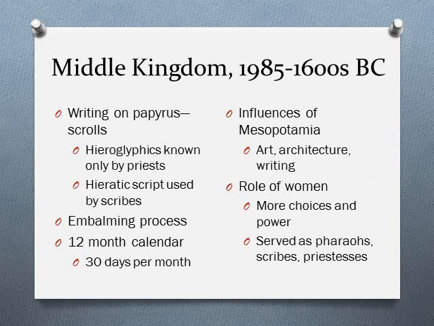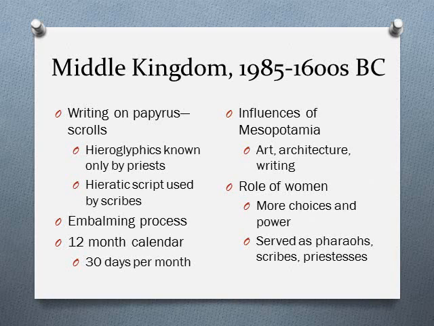Other accomplishments during the Middle Kingdom include writing on papyrus, which has a tendency to curl, so that's why they rolled the paper, the parchment, into scrolls. The writing was in two forms. The priests used hieroglyphics, but the scribes, who did the bulk of the writing, used a shorthand form of that called hieratic script. They developed an embalming process for bodies after people had died.